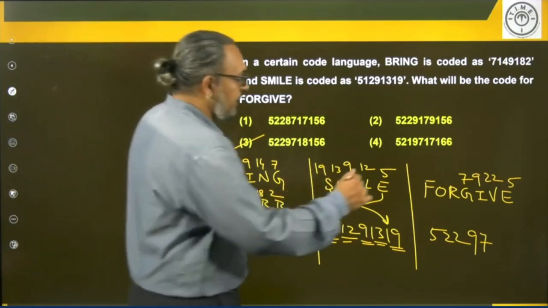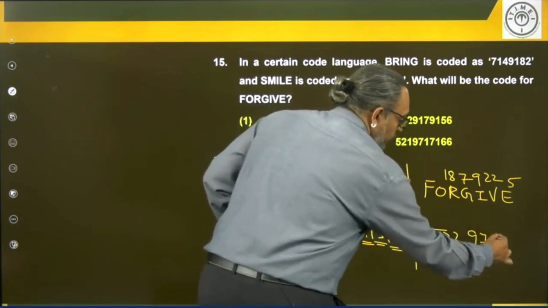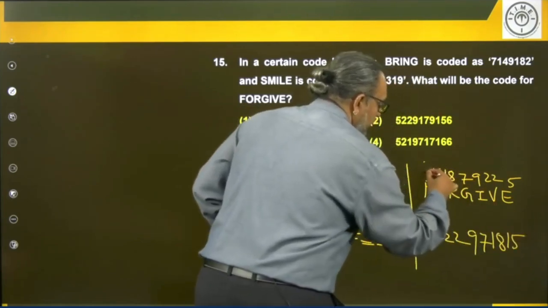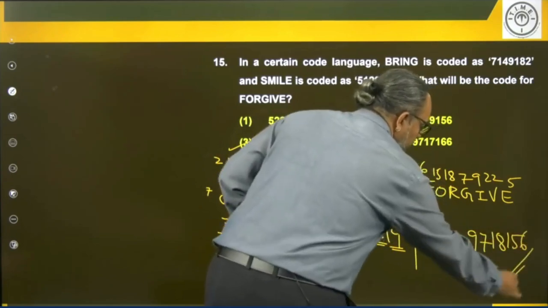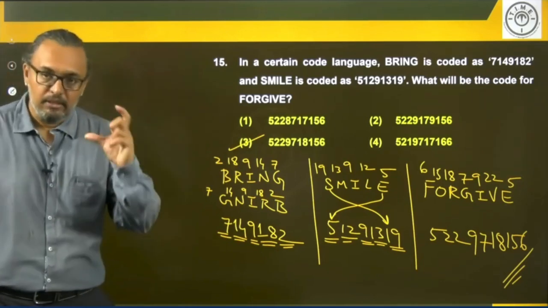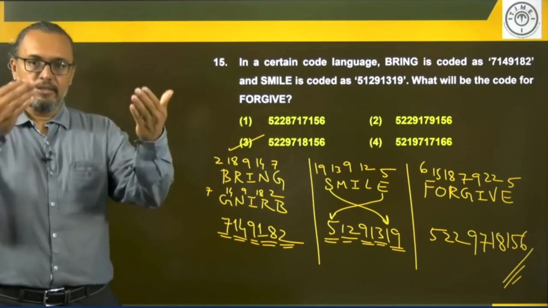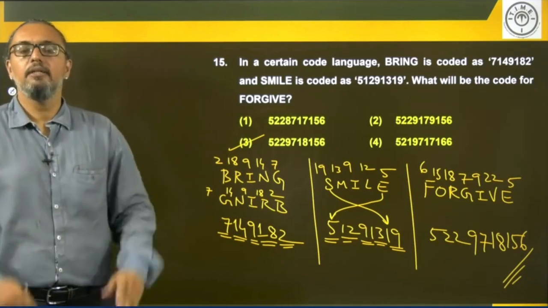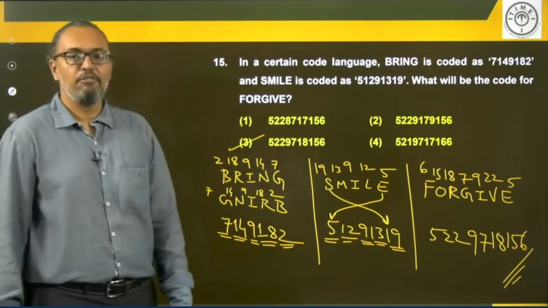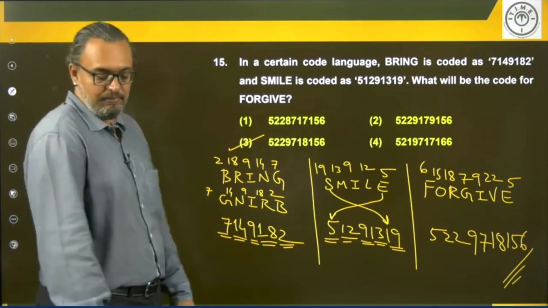Then here R is 18, then you put 18. O is 15, you put 15. And F is 6, you put 6. And that is precisely what you have in the third option. The complete word is reversed, then place values are written together as a number. Correct? So that is what we have here.